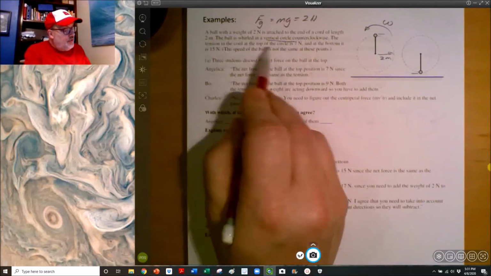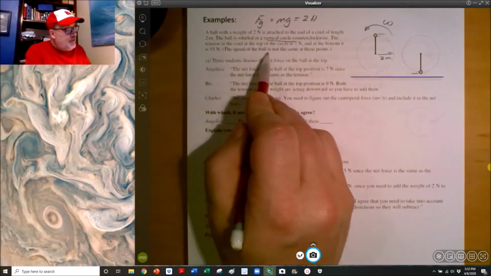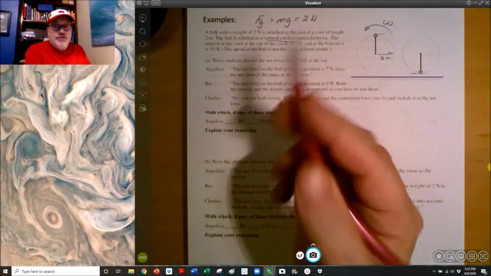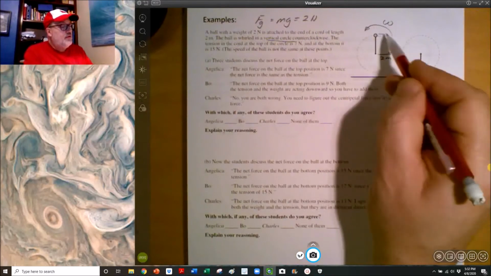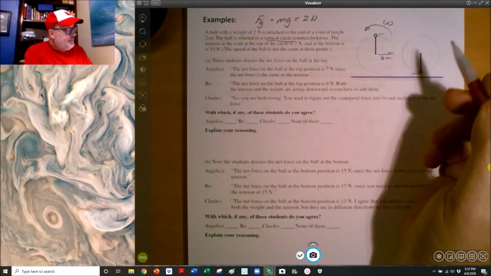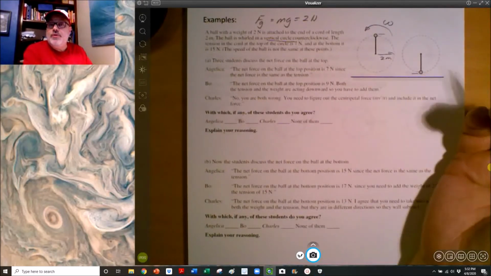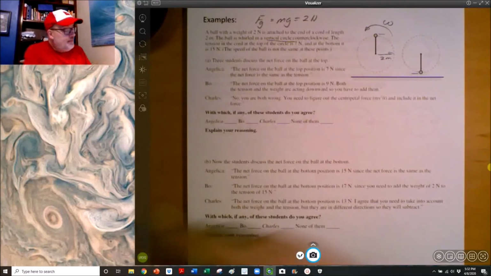The tension in the cord at the top is 7 newtons, and at the bottom it's 15 newtons. Speed of the ball is not the same at both points. Well, it shouldn't be, because it should slow down on its way up and speed up on its way down. It should be going fastest at the bottom. So remember that from conservation of energy, right? When it goes up, it has to slow down. When it comes down, it has to speed up.